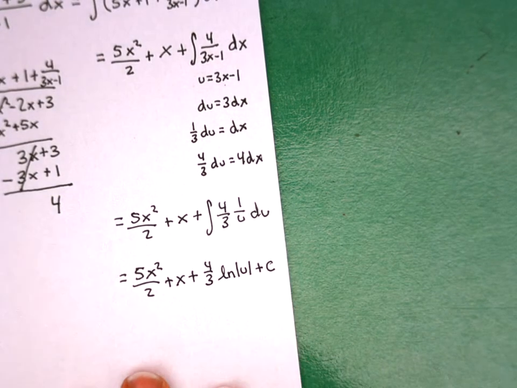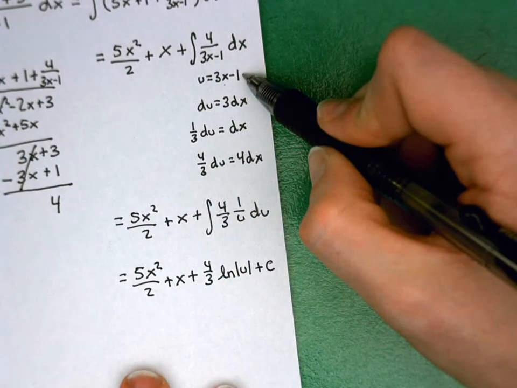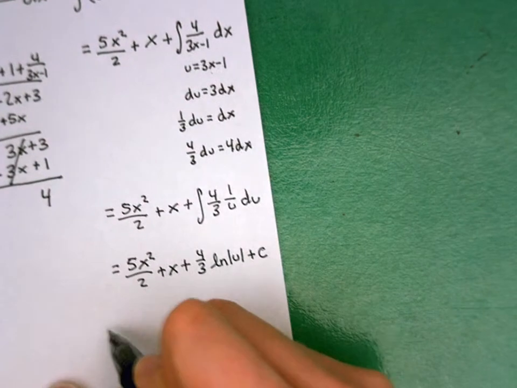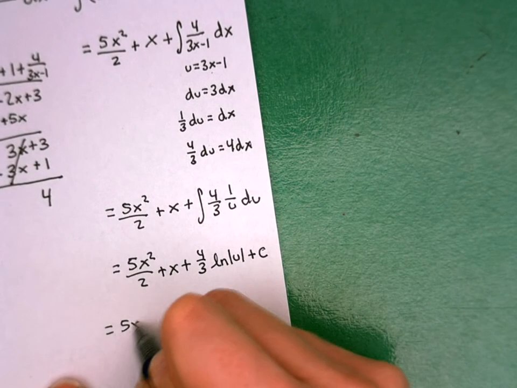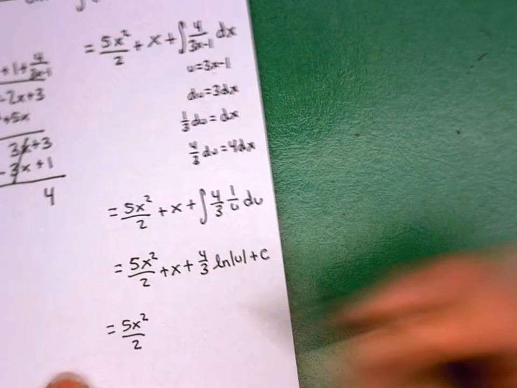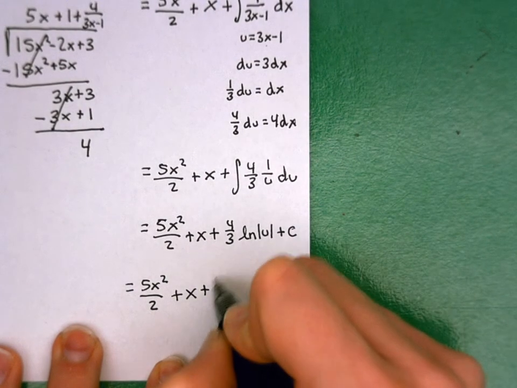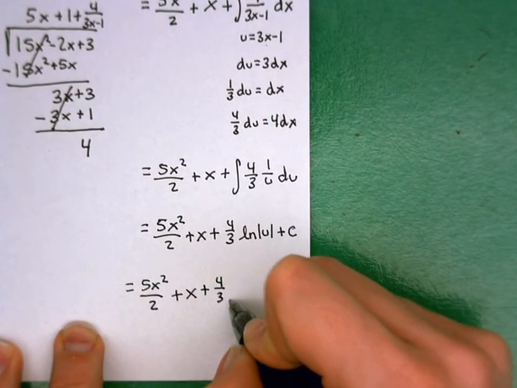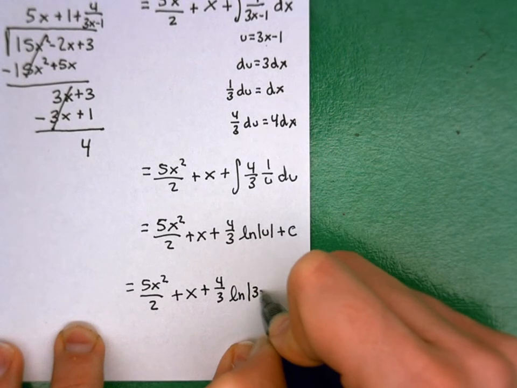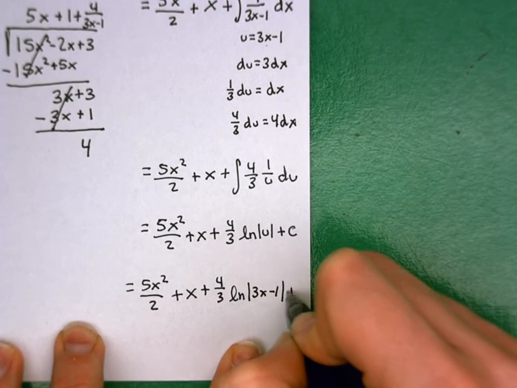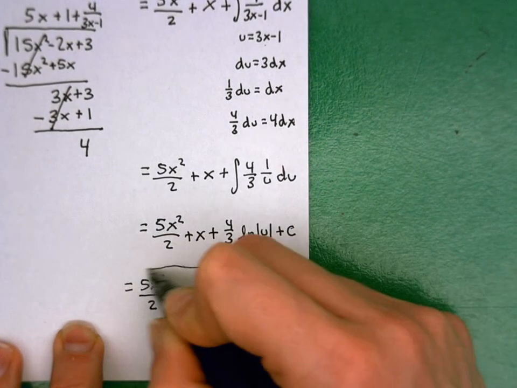So our last step is just to substitute back in my u, 3x minus 1 into u. And so we have 5x squared over 2 plus x plus 4/3 natural log of the absolute value of 3x minus 1 plus c. And that's my answer.